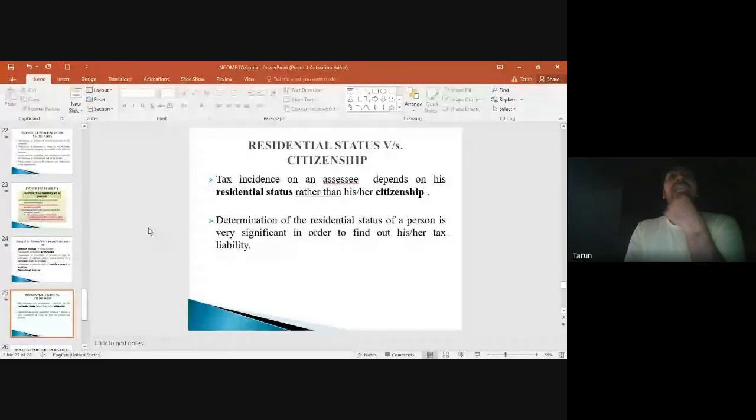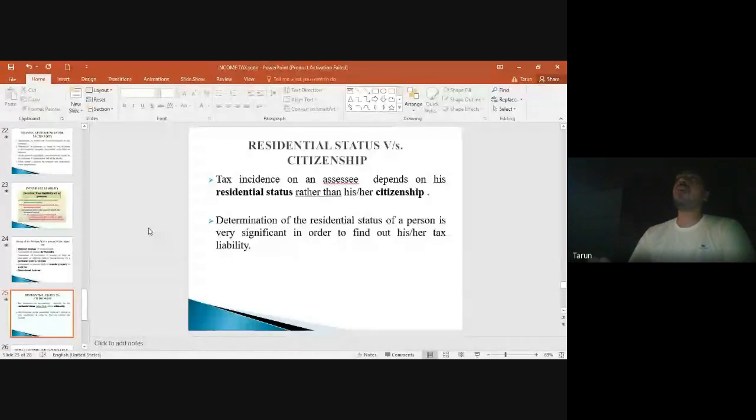The next one is residential status versus citizenship. So it is very important. You can say these are terms to understand in terms of tax. When we talk about tax incidence, that means the burden of tax of one person shifting to another person. So it totally depends on two terms, that is residential status and citizenship.